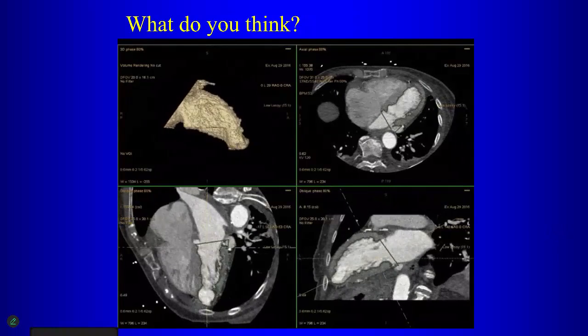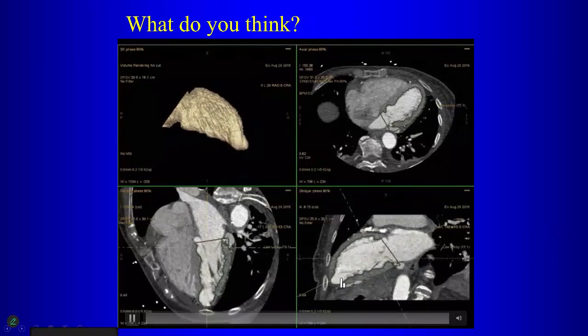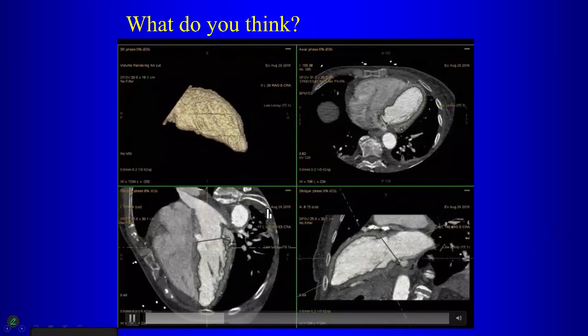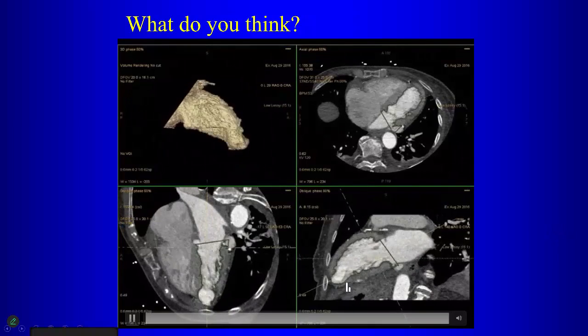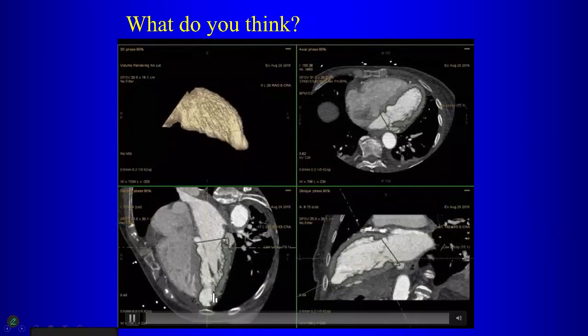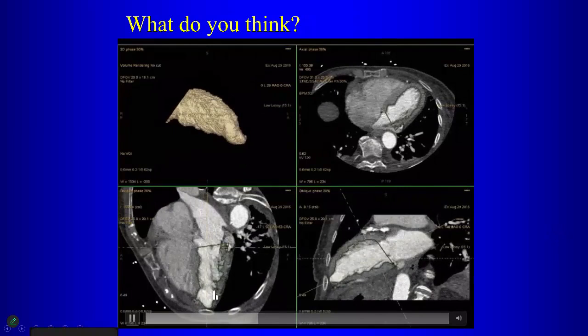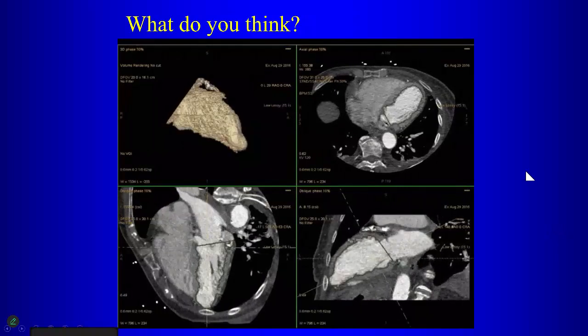Yeah, you can see that there's an aneurysm here at the apex of the left ventricle. You can see it nicely here on your volume rendered views, and then here on the 2-chamber view and 4-chamber view, you can see where it kind of bulges out. So there's an aneurysm here at the apex of the left ventricle.